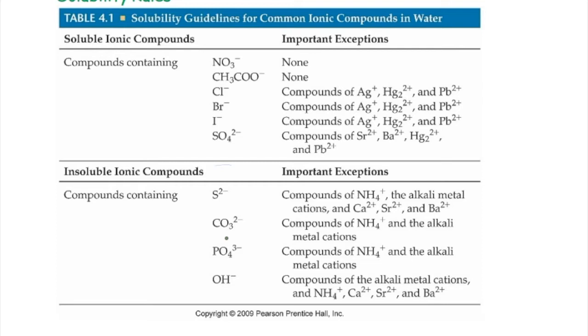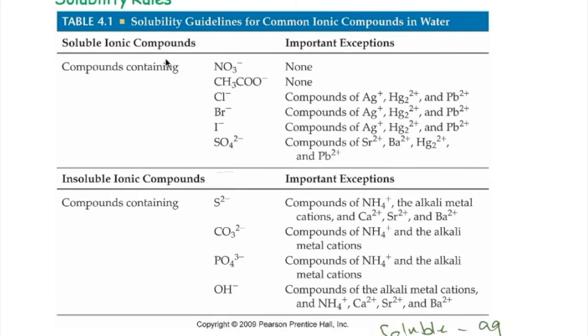If they are insoluble, they are solid. If they are soluble... so this is how we read this table. Any compound containing these polyatomic anions, or monoatomic in this case, will be soluble, but there are some exceptions. For instance, anything that has NO3 minus, nitrate, will be soluble, and there are no exceptions.